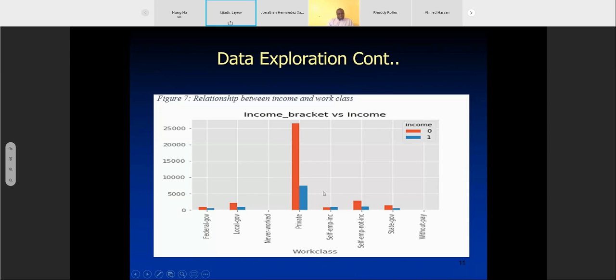There's also another one, a little bit different here. This is the relationship between income and the working class. And the rate is still the same. People who earn less than 50K, and the blue represents people making more than 50K. Right? So we can see that the people working in the private and small more than the rest of the people here.